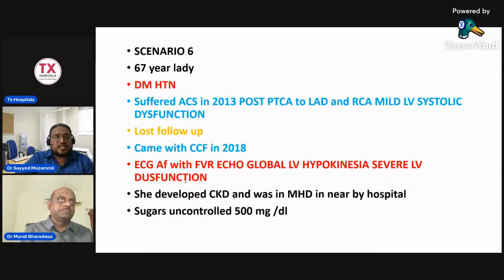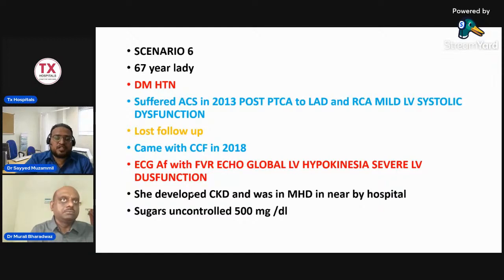So scenario 6, a 67-year-old lady, diabetic and hypertensive. She suffered acute coronary syndrome and was brought to hospital as an ST elevation MI, and she underwent primary angioplasty to the LAD, and later angioplasty to the right coronary artery was also done. She had mild LV dysfunction when she was discharged in 2013. After that, she lost follow-up. In 2018, she came again.